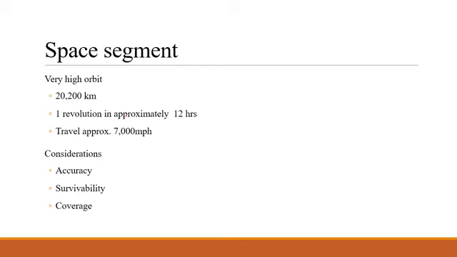One revolution takes approximately 12 hours. It means that one revolution of a satellite completes in 12 hours. For example, this is the starting point and this is also the ending point of a satellite, which will take 12 hours. It travels approximately up to 7,000 miles per hour. The speed of a satellite is 7,000 miles per hour.